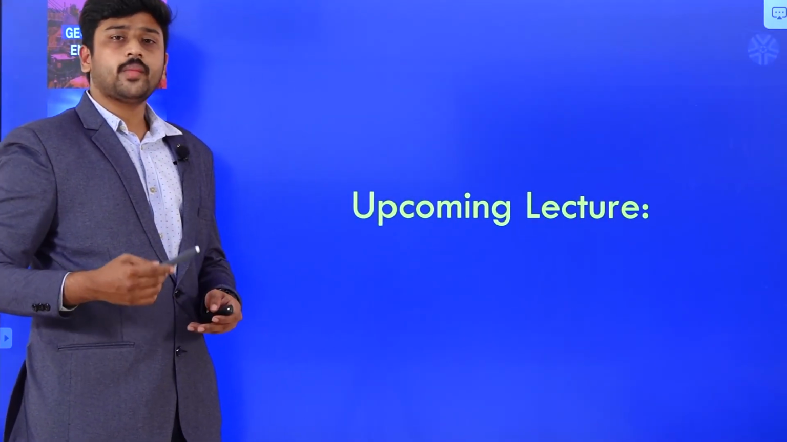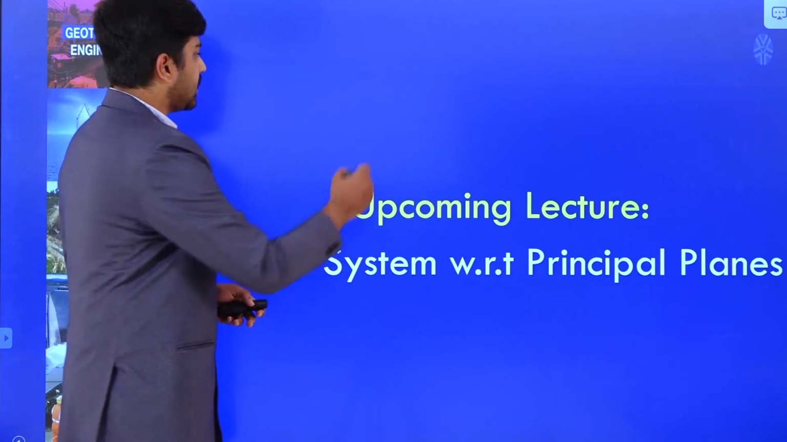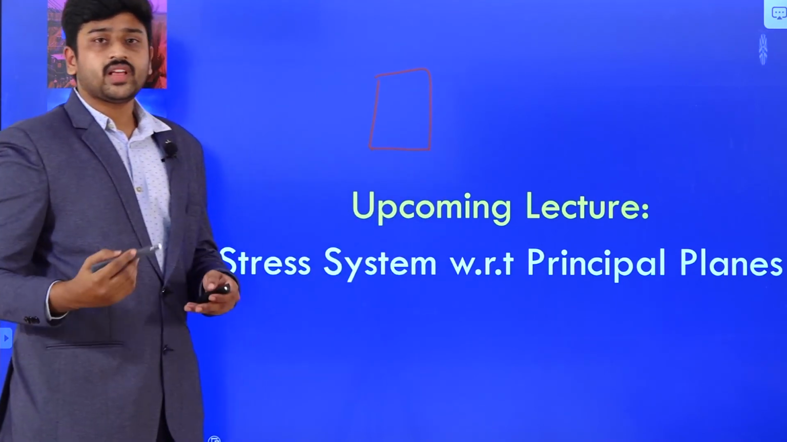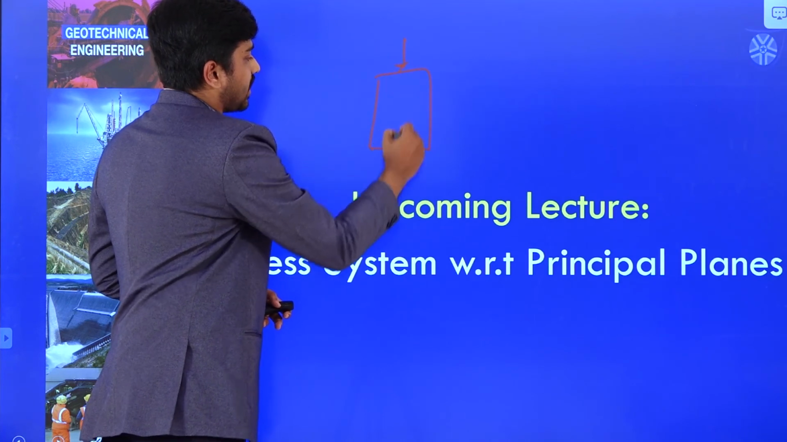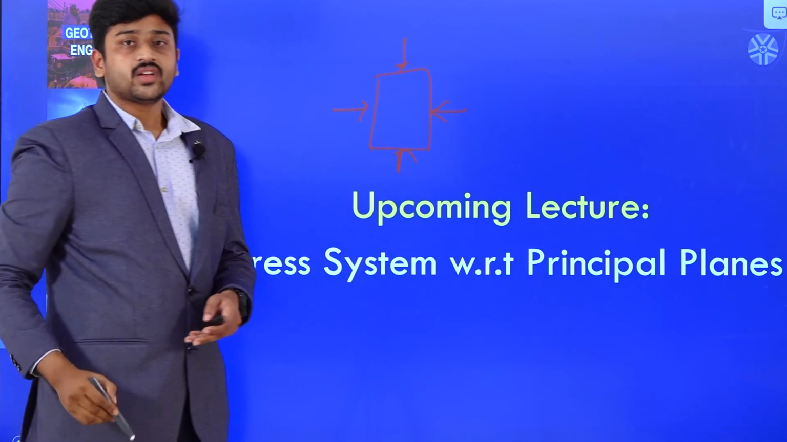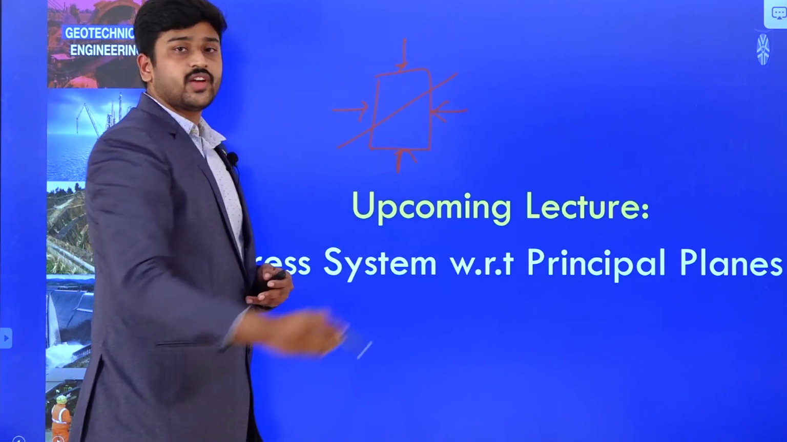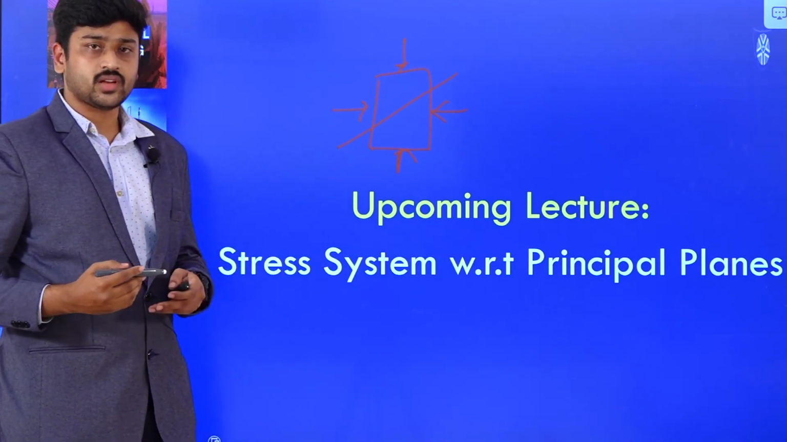Now, in the upcoming lecture we will be discussing, for example, a particular body on which I am applying some amount of load. In this case, I am applying some amount of load in all the directions. Because of these external loads, I have to find out the shear stresses along a certain failure plane. This will be discussed in the upcoming units.